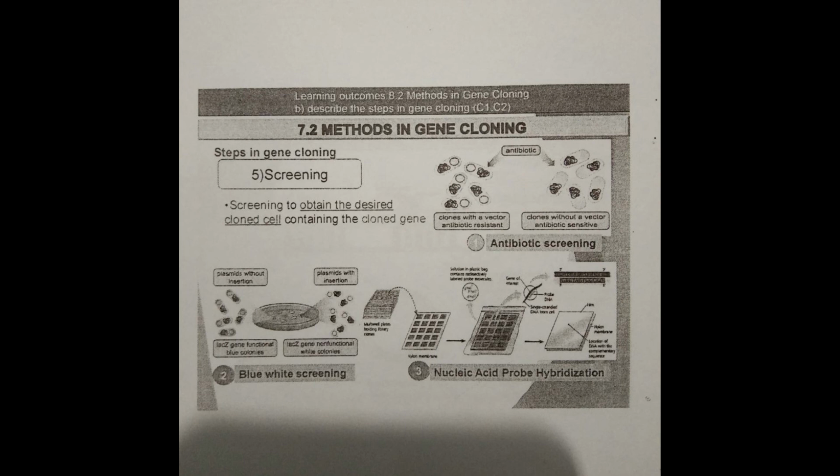Lastly, nucleic acid probe hybridization. Thousands of recombinant DNA molecules in bacterial cells are screened to find the specific DNA. A common approach to detect a specific DNA sequence involves using a nucleic acid probe.